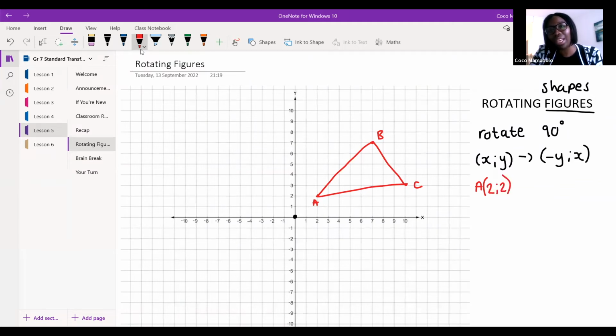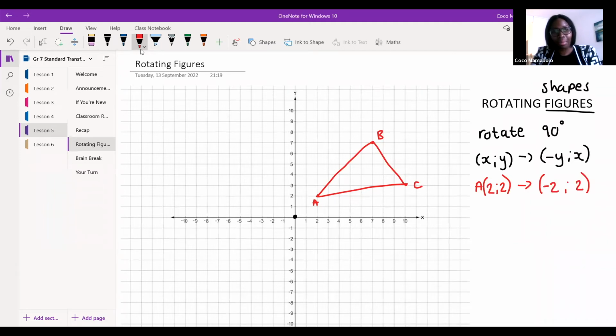Now, if I rotate this point A 90 degrees, I'm going to take the x value and the y value and I'm going to switch them around, which is easy because it's just 2 and 2. So it's just going to be 2 and 2 again, but this first value that I have is going to be negative.